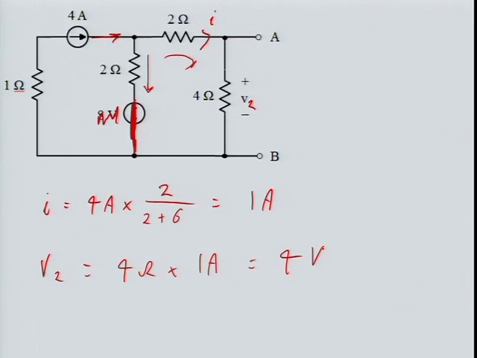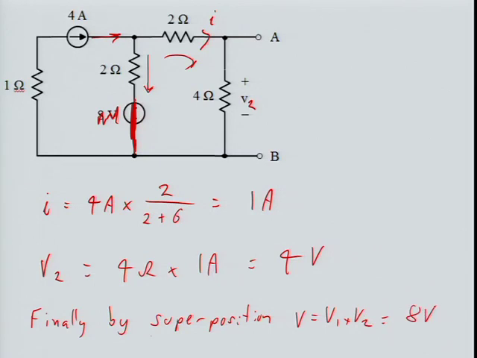So both circuits, when you only have one source acting, ended up being one of the simpler ones to analyse. A single loop or a single node pair circuit, nice and easy to analyse. I haven't finished. What's V? V1 plus V2. So finally, by superposition, V equals V1 plus V2 equals 8 volts.